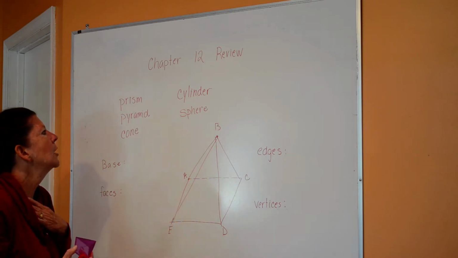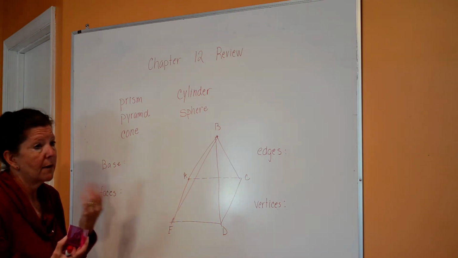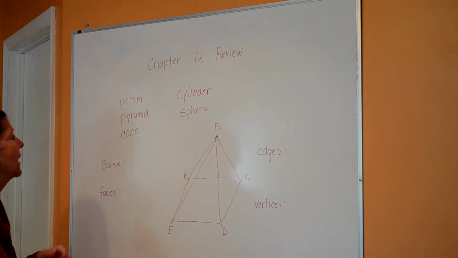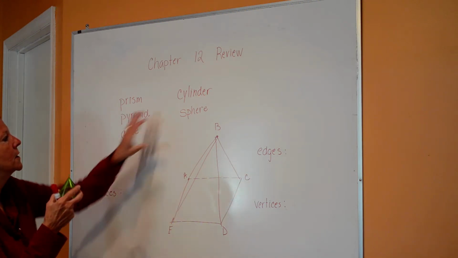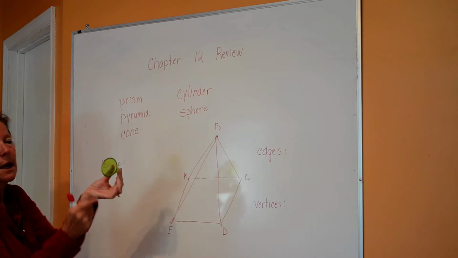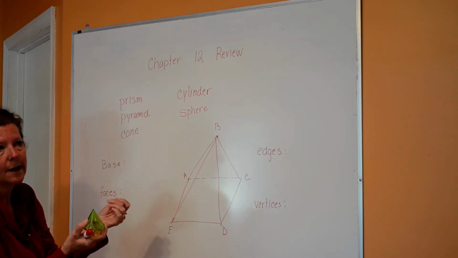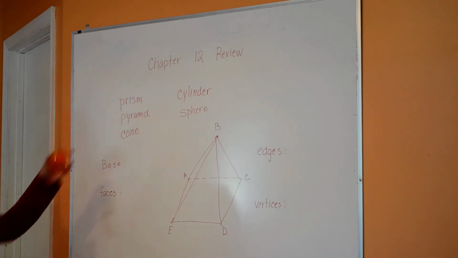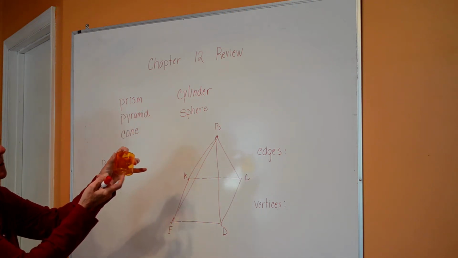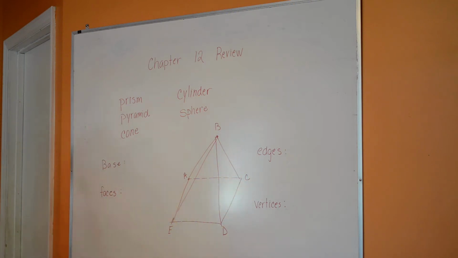You can have octagonal pyramids. You can have hexagonal pyramids. A cone comes to a point. A pyramid always comes to a point, but a cone comes to a point and has a circle on the bottom, like an ice cream cone or a roadwork cone. Cylinder, it's like a can. It has two bases to it. And a sphere, of course, is like a ball, like a basketball, okay? That's going to be your sphere.